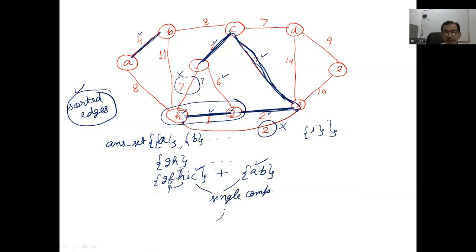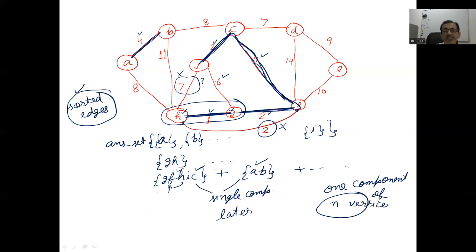So a single component will come later. Similarly, all others will also get connected. And finally, we will have one component of all n vertices. Oh, sorry, n vertices, not n minus 1, exactly n vertices. How? For example, after this, GI cannot be added, then 7, this cannot be there. CD: C and D are not connected, so I will get D also added here. And once D is added, this is also done.